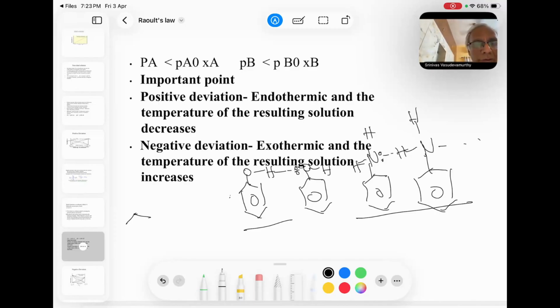So I take phenol, C6H5OH. Then I am taking aniline, C6H5NH2. Aniline I have taken, C6H5NH2. Sorry, NH I can write here. One minute.